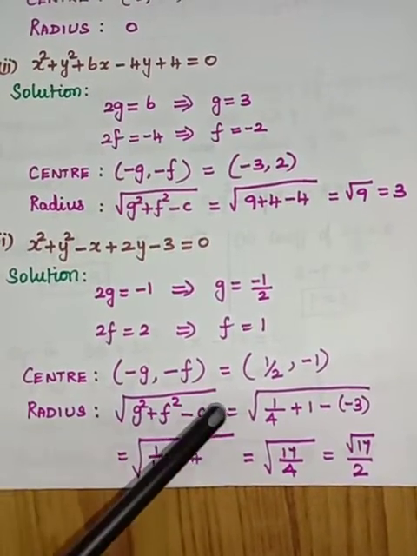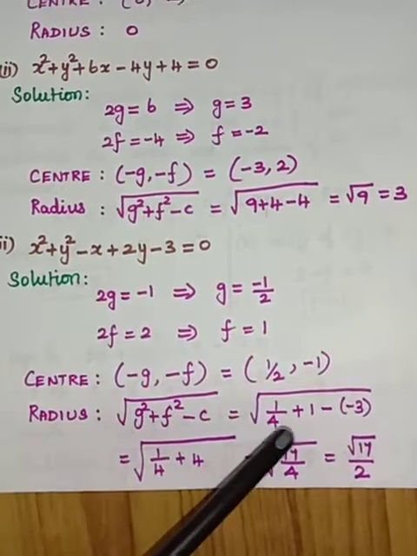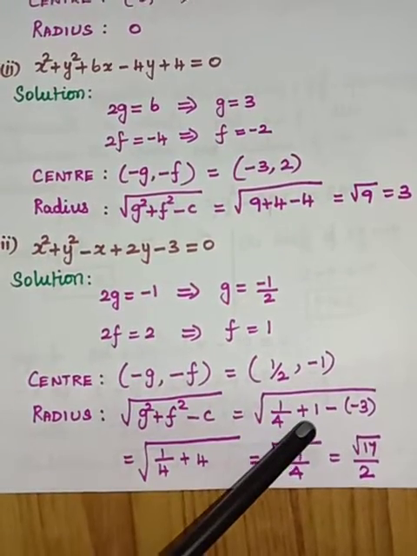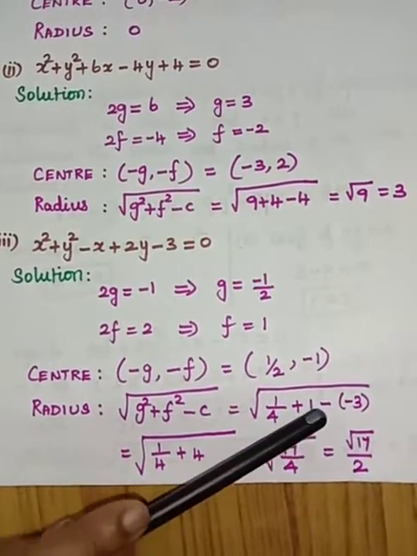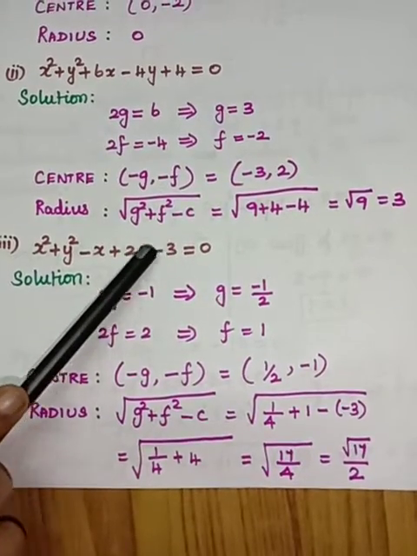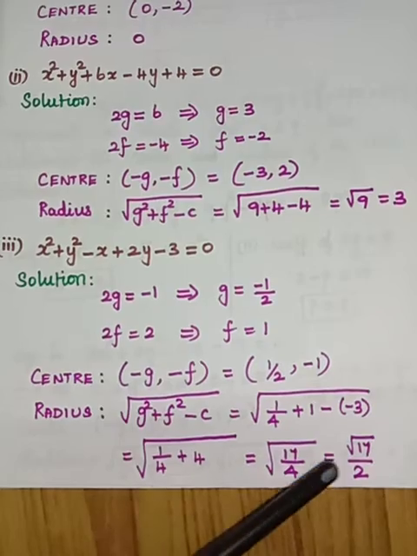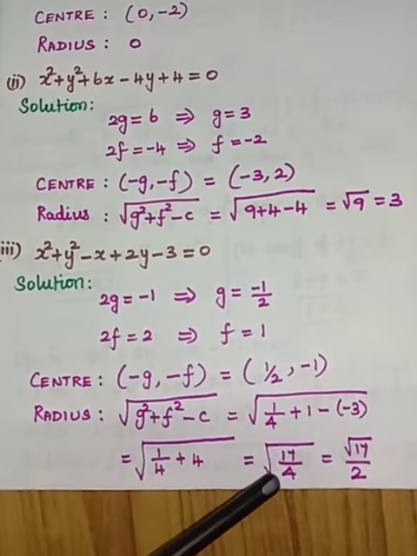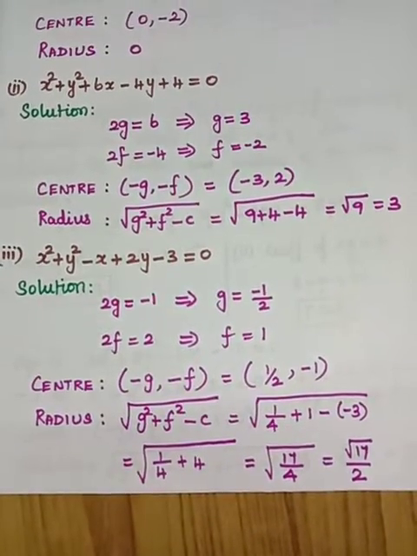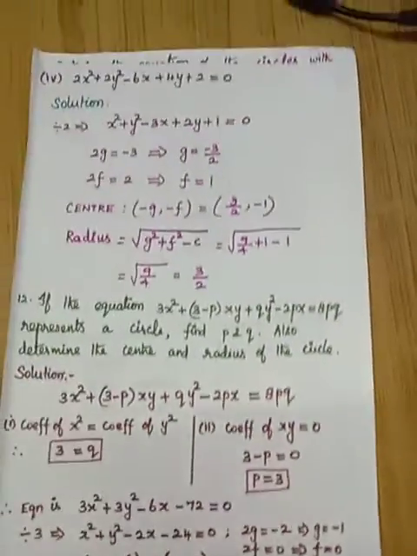And go for the radius, it's a square root of 1 by 4 plus minus 1 the whole square is 1, and the formula itself you are having minus. You look at your c, it is minus 3, so minus into minus plus. When you take LCM, your answer will become square root of 17 by 4, that is equal to root 17 by 2. Okay, see the next subdivision.